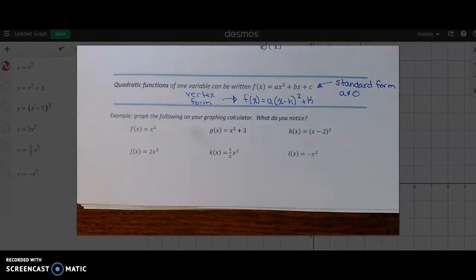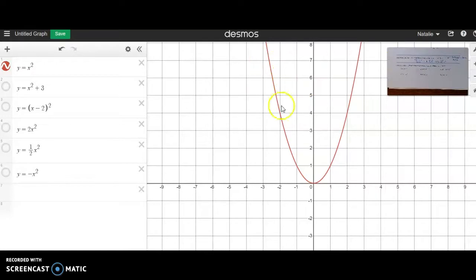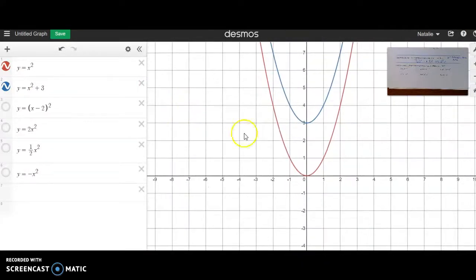Alright, so what I want to do is take a look at the graph of these functions and compare them. So let's take a look on Desmos. I have here the graph of y equals x squared, which you might be familiar with. It's a parabola. It looks like a curve. It's got a vertex right at the origin. That's the lowest minimum point on the graph. Now let's look at the graph of y equals x squared plus 3. What you'll notice is it's the same exact graph, just shifted. The vertex has been shifted up 3 units.